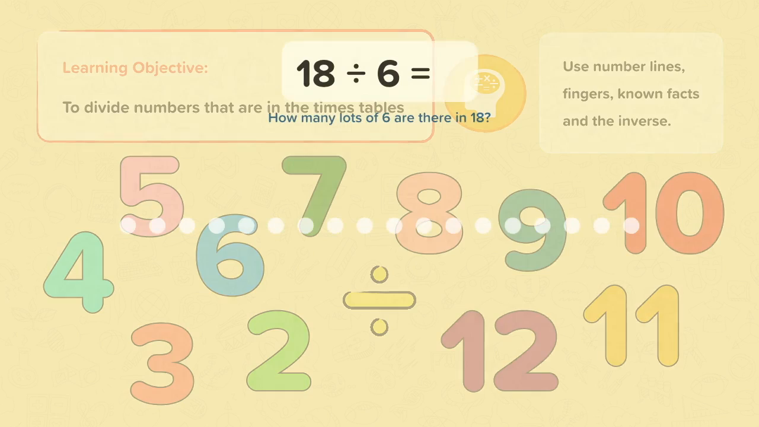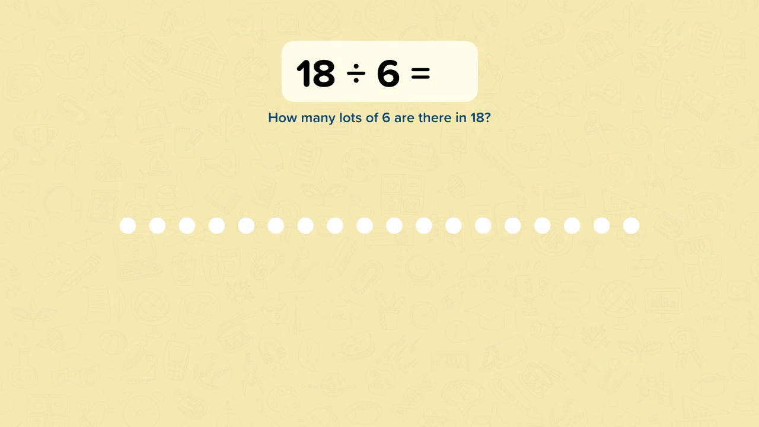So let's look at this calculation. 18 divided by 6. That's the same as saying how many lots of 6 are there in 18. We could use the inverse to help us. The inverse would be something times 6 equals 18. So if you know your 6 times tables well, you may be able to answer this already.